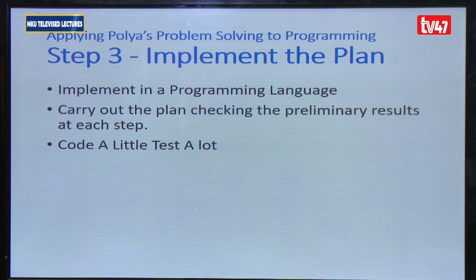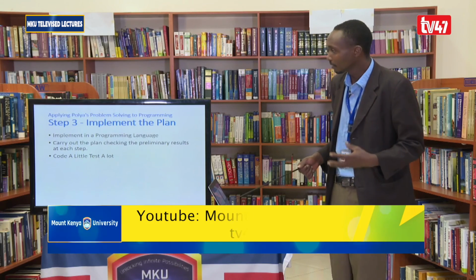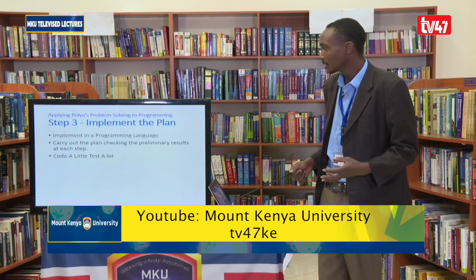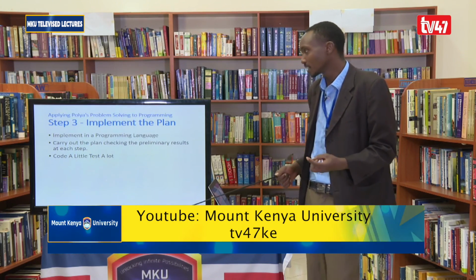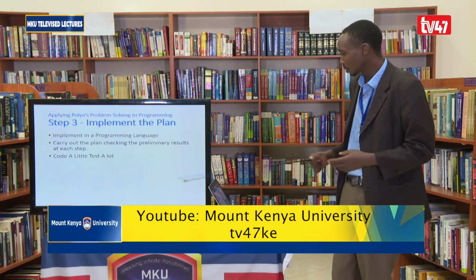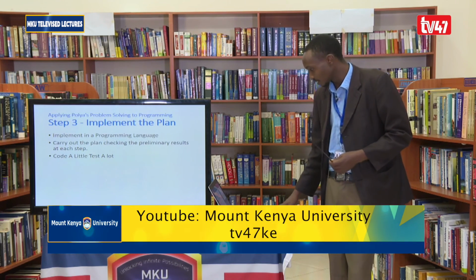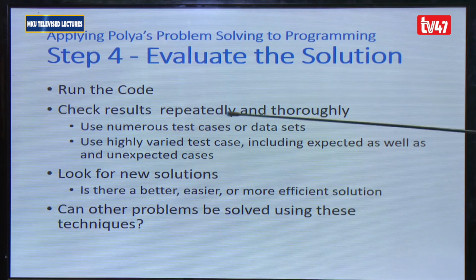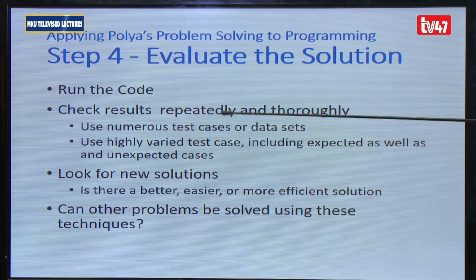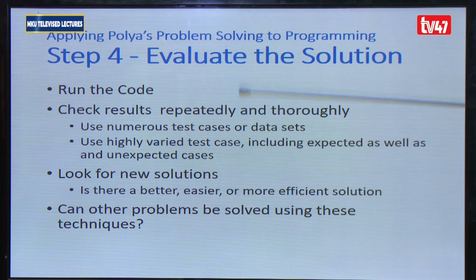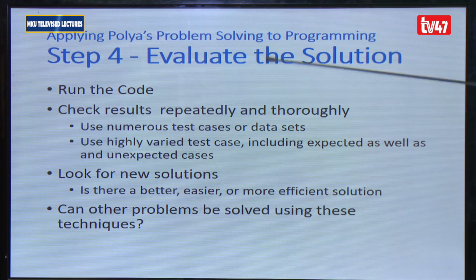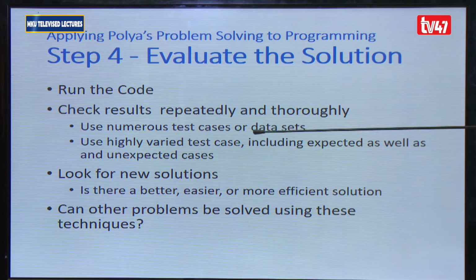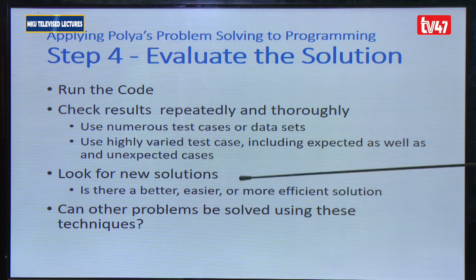Code and test. If I key in one, if I key in three, is it giving me four for the sum of one and three? So you need to test and test and test. Very important. Evaluate the solution. Run the code. Check if the results are correct, because sometimes you key in numbers, one and two, for example, but you don't get the desired results.